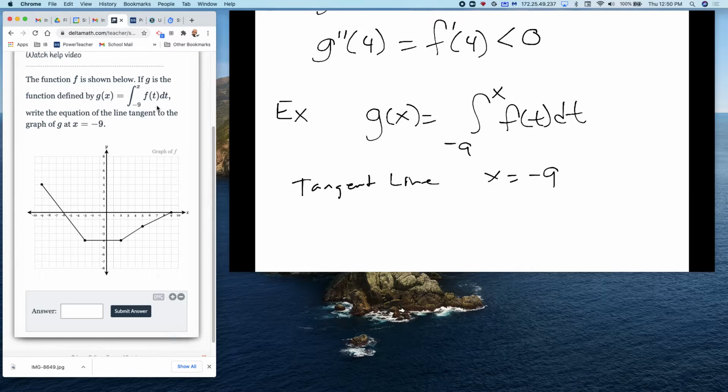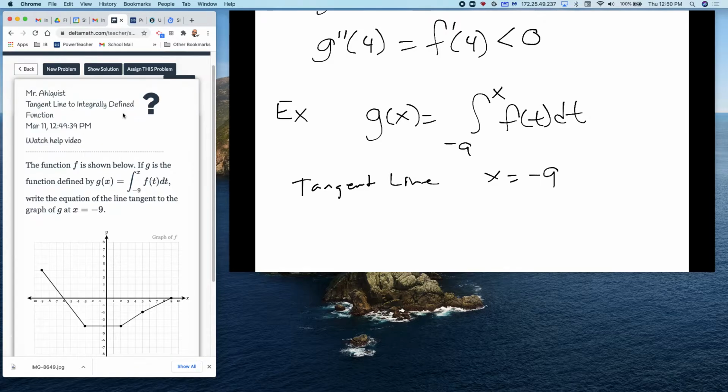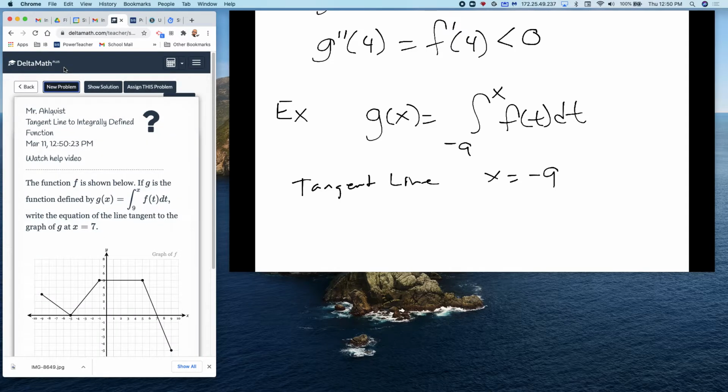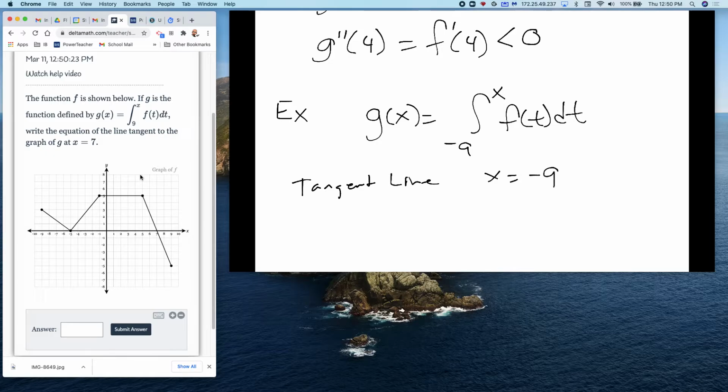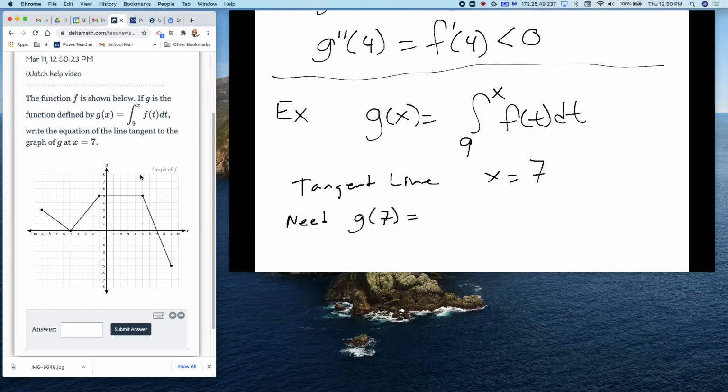Okay? I might check and see if I can get a new problem. Here, let's do this one. It's the same kind of thing, and it only changes one piece for you. It changes that this is 9, and it changes that this value is now 7 that we're looking at. Okay, so here's what we need. We need g of 7, because we need to figure out what is the point that we're looking for?